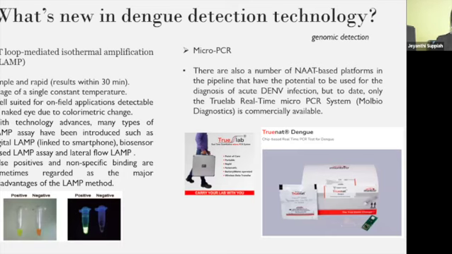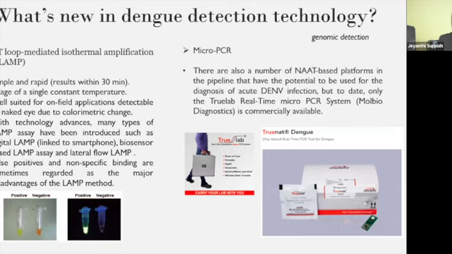And with technology advances, now LAMP has been upgraded, where it has been introduced such as digital LAMP. They have linked it to a smartphone for you to view the results. Some of them have also incorporated biosensors with LAMP, and they have also innovated lateral flow-based LAMP. But the problem with LAMP is false positives and non-specific binding. So these are sometimes regarded as the major disadvantages of the LAMP method.